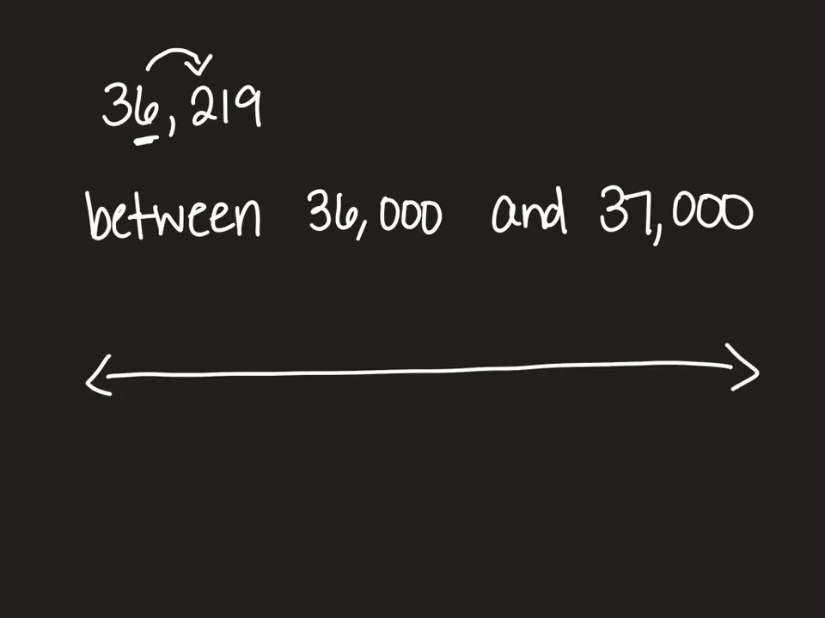Now let's look at how it would look on a number line. What would be the midpoint on this number line? What would come right in the middle between 36,000 and 37,000? Angel?